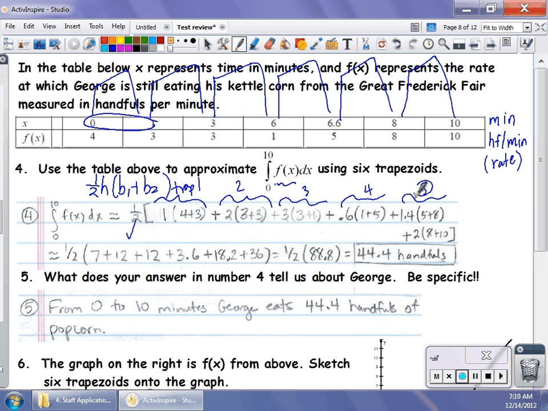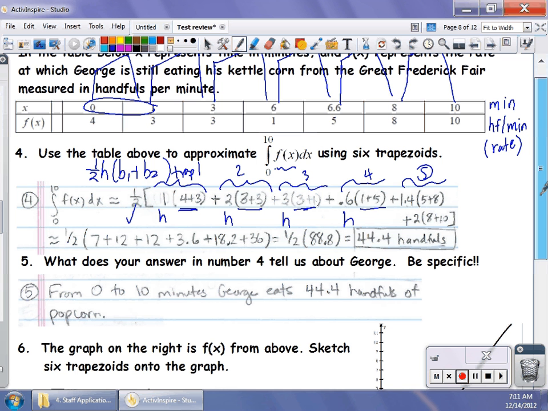So in the first trapezoid, the height is 1, and these are the sum of my 2 bases. In trapezoid number 2, the height, sum of the bases. The height, bases, height, bases, height, bases, and then my last one. When you total that up, you will determine that George eats 44 handfuls of popcorn. Now when we do our units, remember, when you multiply handfuls per minute multiplied by minutes, the minutes divide out, telling us that George is eating handfuls of popcorn. This was a rate, and when we integrate, we lose the rate.